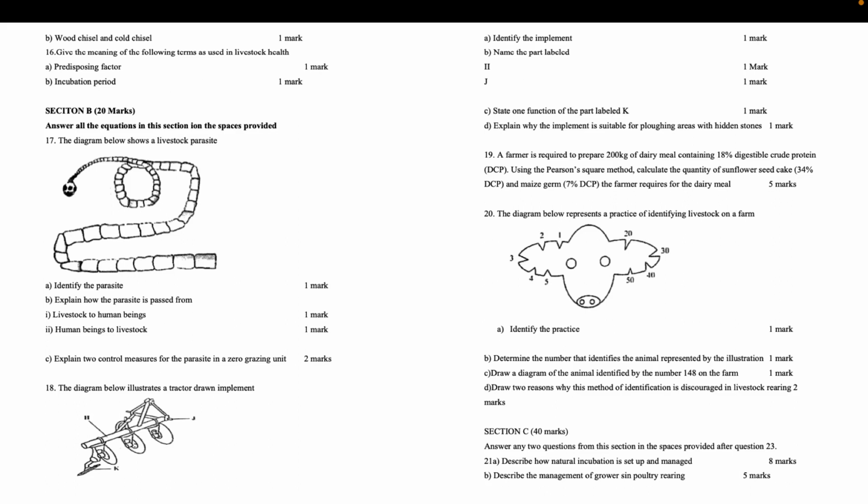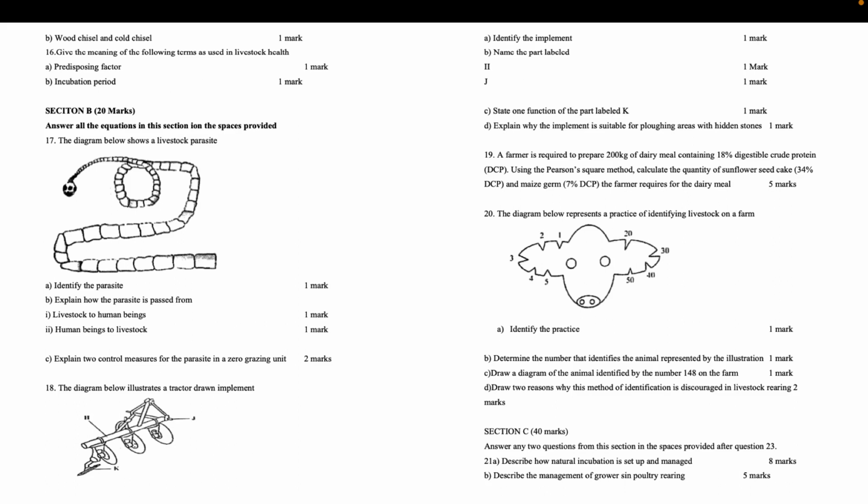19. A farmer is required to prepare 200 kilograms of dairy meal containing 18% digestible crude protein (DCP). Using the Pearson's square method, calculate the quantity of sunflower seed cake 34% DCP and maize germ 7% DCP the farmer requires for the dairy meal. 5 marks.